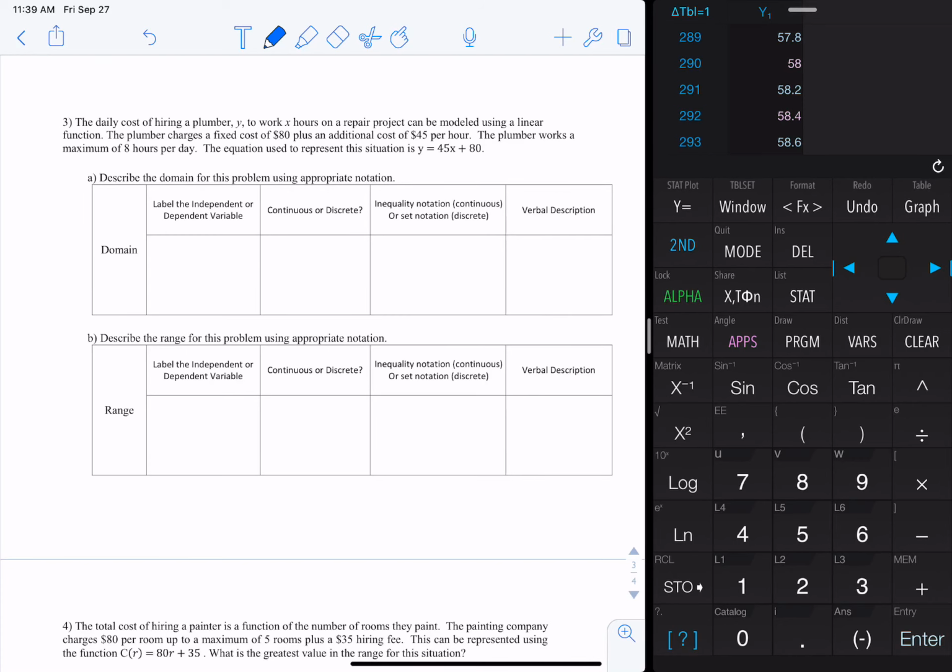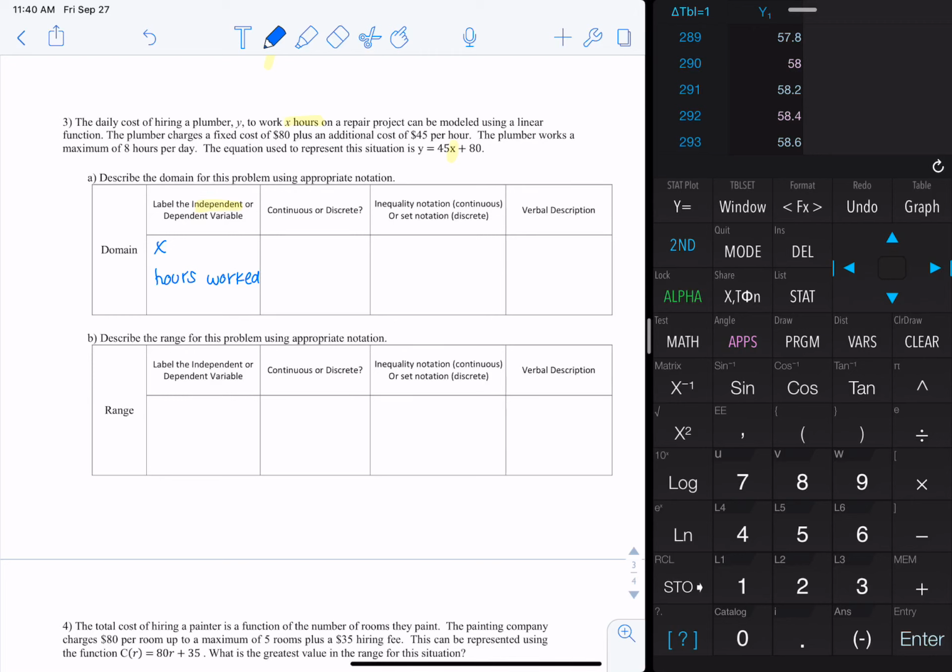So first, the domain. The domain is always the independent variable. We have X, and our X stands for hours. So our independent variable labeled X stands for hours worked. It's how many hours the plumber works, okay? Now continuous or discrete. The plumber will get paid for the amount of time it takes him to fix the problem, right? If it takes him 1 full hour, he'll get paid for an hour. But if it only takes him a half hour, you still have to pay him the half hour.